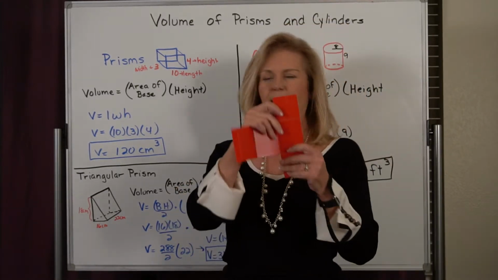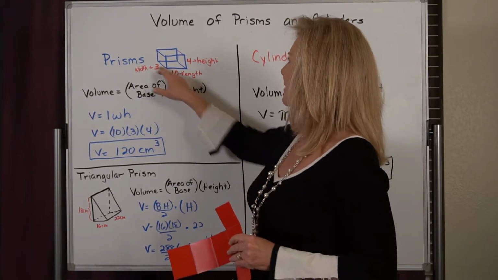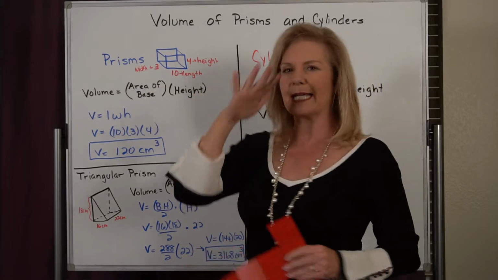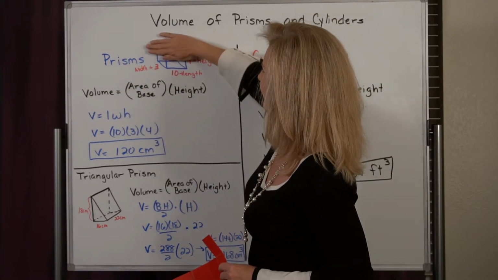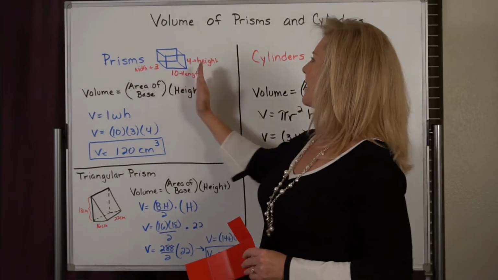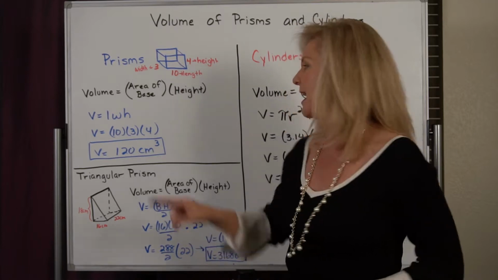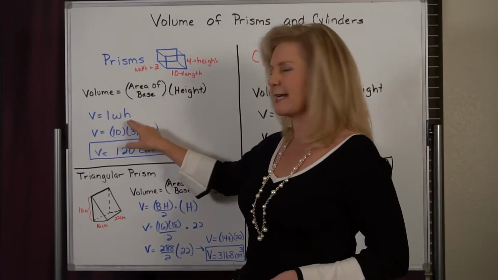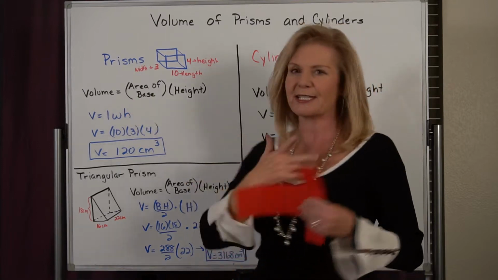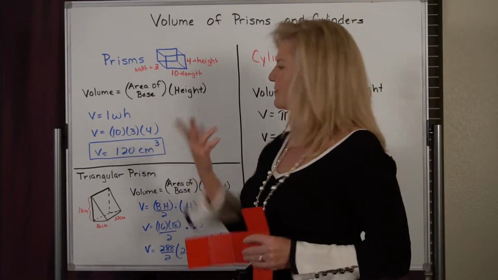Well, in this rectangular prism, my base is a rectangle. So when I look at that rectangle, I see a length of 10 and a width of 3. It's that bottom part. If you covered everything up, you just want to look at the shape that's actually on the very bottom. Now that height is 4. So what we usually do is say volume is length times width times height, but I just wanted you to realize that that length times width is actually just the area of that base. Then we multiply it by the height. So we just fill that in.